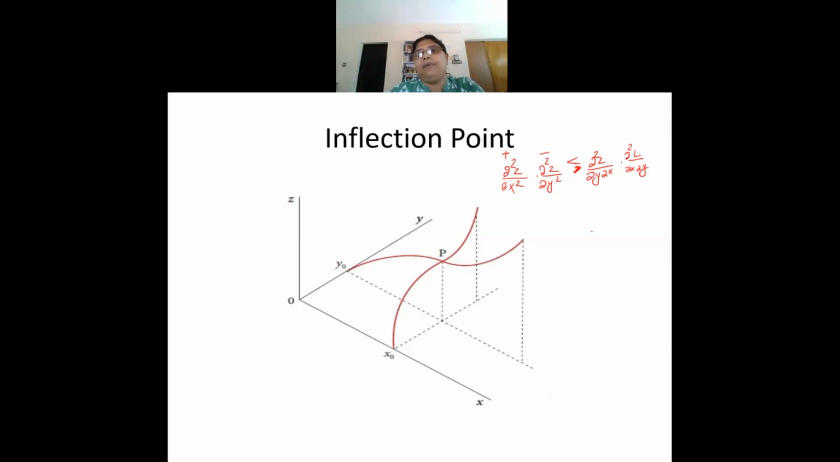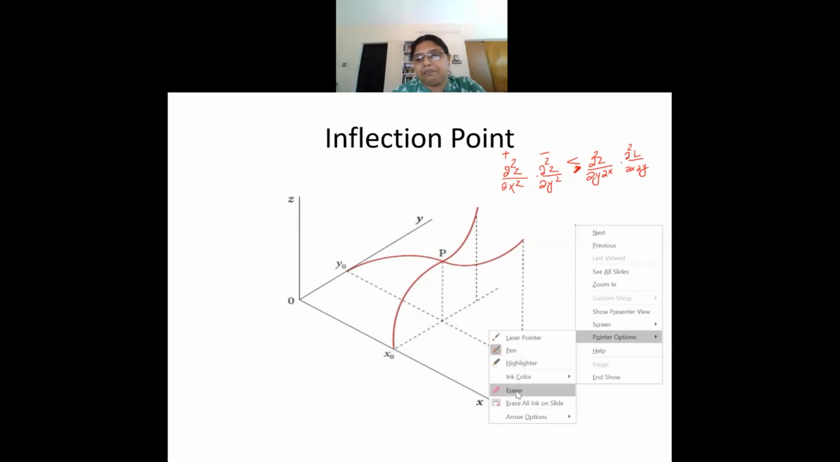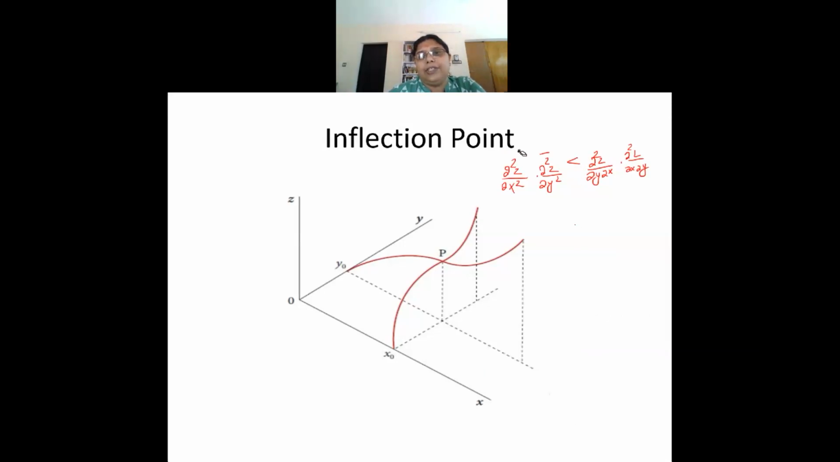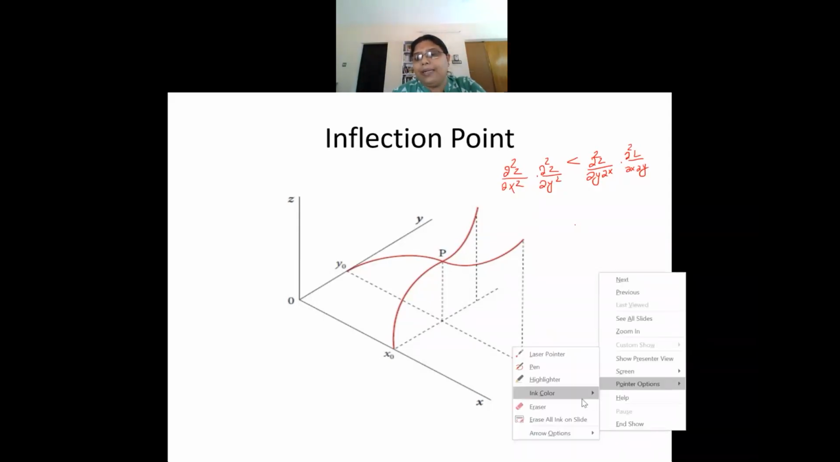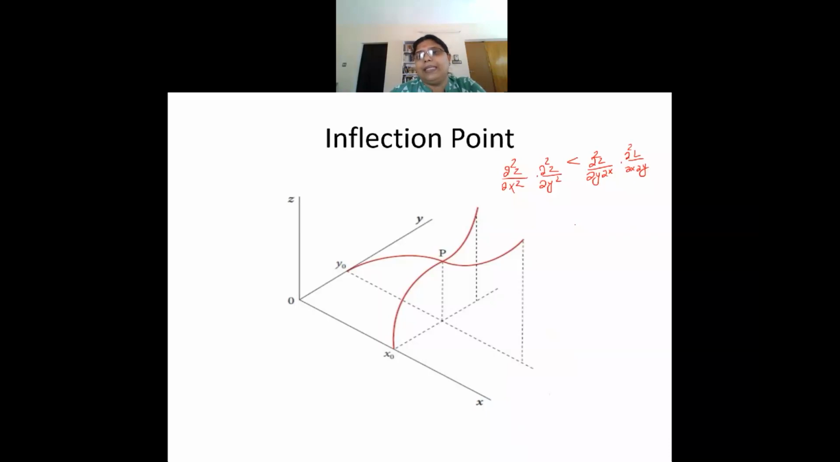Now, coming to the inflection point, here also we have the violation of the third condition. ∂²z/∂x² times ∂²z/∂y² would be less than ∂²z/∂y∂x times ∂²z/∂x∂y. Of course, the third condition would be violated. But unlike the saddle point, in the case of an inflection point these two would have the same signs. That is, if ∂²z/∂x² is positive, ∂²z/∂y² also would be positive. Similarly, if ∂²z/∂x² is negative, ∂²z/∂y² will also be negative.